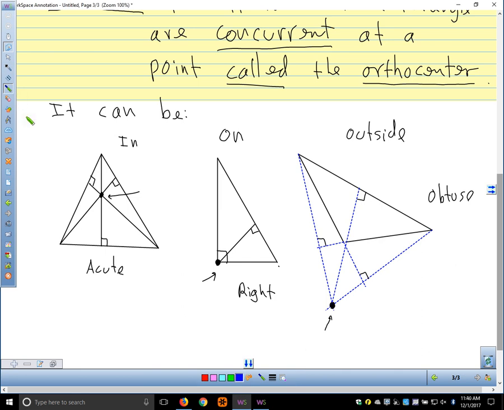So it's outside an obtuse triangle. And my triangle here is, I'll do that in red. That's my triangle. So the orthocenter is outside the triangle.